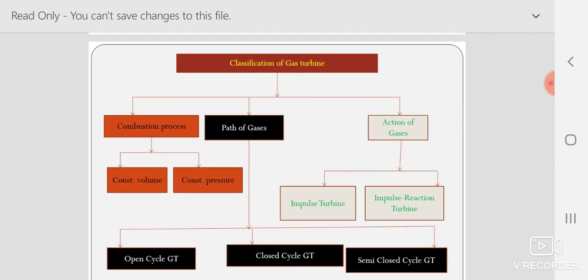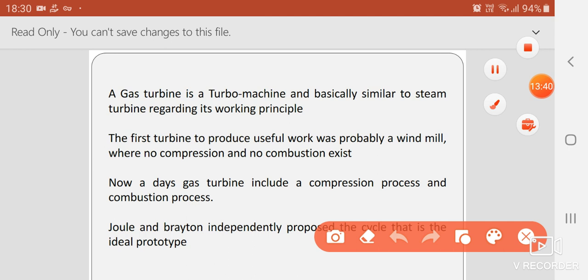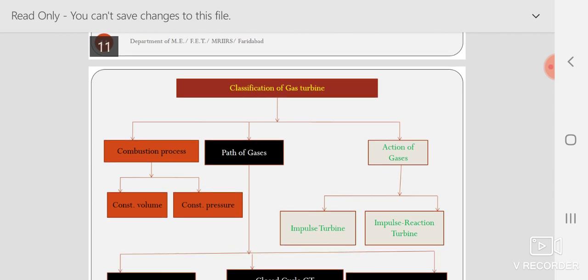Then we come to the classification of gas turbines. What are the classifications? If we define on the basis of combustion process, it is divided into constant volume and constant pressure. There are two types of combustion processes: one is constant volume and one is constant pressure. We generally use the constant pressure cycle more as compared to the constant volume cycle. Gas turbines generally use the constant pressure cycle.